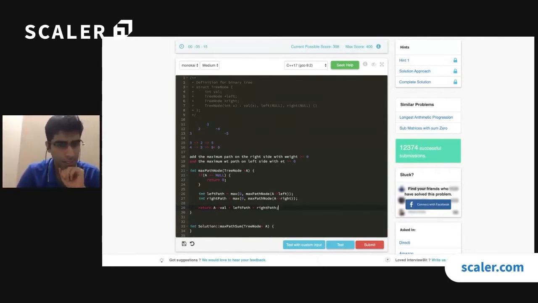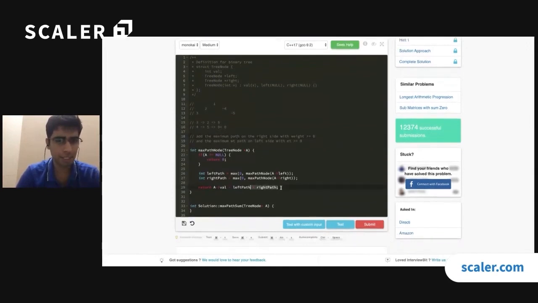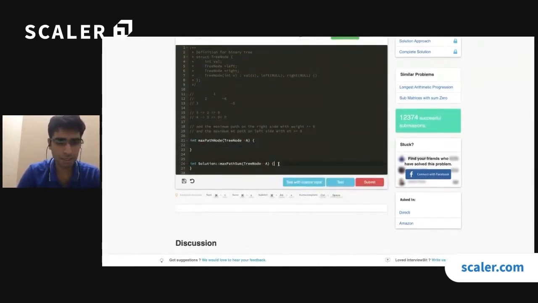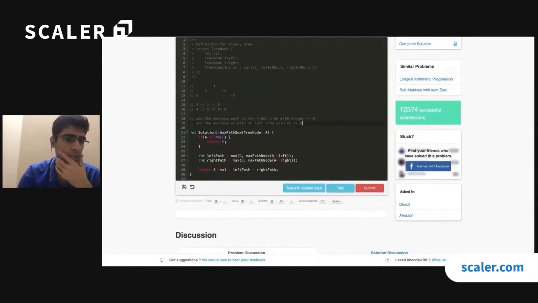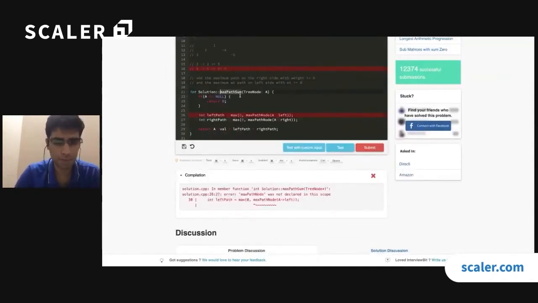That is the maximum path weight that will end at my current node A. Correct? Great. So that makes some sense. In fact, if I know this, then I don't need to do anything else, right? I can just paste this here. I don't need a separate function as well. And I think this should work directly. Oh, this is max path sum now.